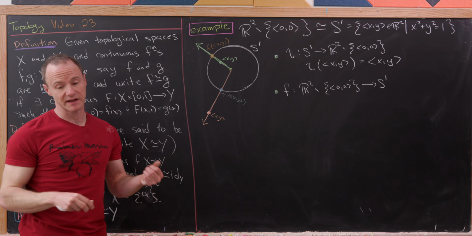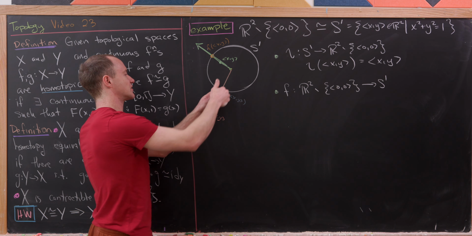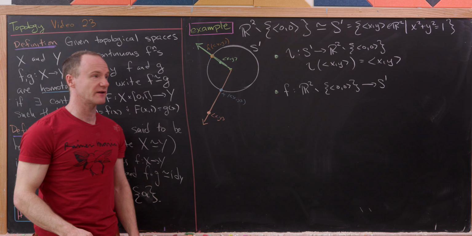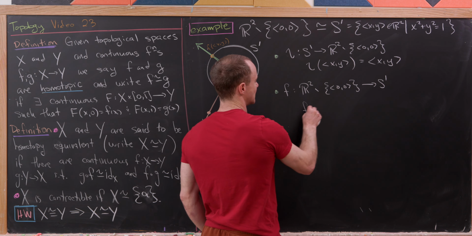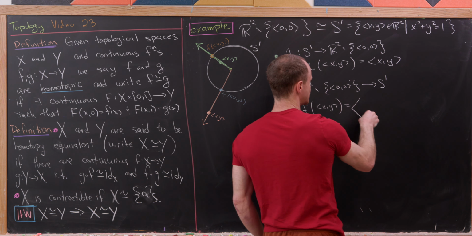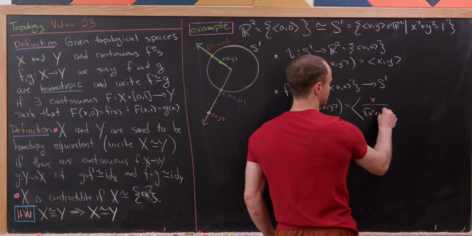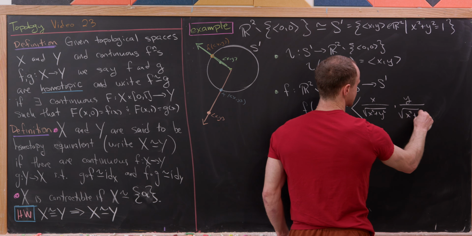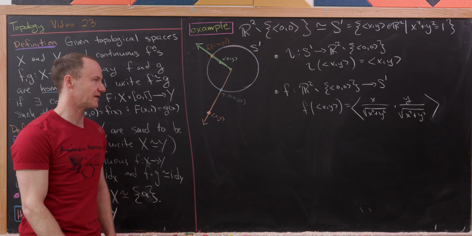Well, in fact, if you've taken linear algebra, this should look kind of familiar. What we're doing is we're taking a vector and we're scaling it until it's a unit vector. So there's a straightforward formula for that, and it would be this. So f evaluated at x, y will go to the ordered pair x over the square root of x squared plus y squared, comma y over the square root of x squared plus y squared. So you've got something like that.